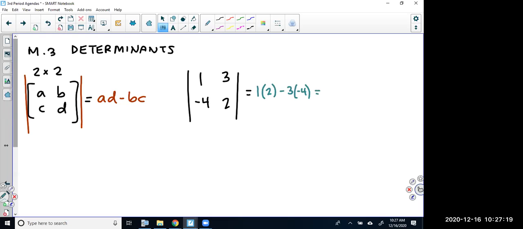Which is 2 plus 12. So you get 14. That's it. So the 2 by 2 case, not too bad calculation wise. 14.